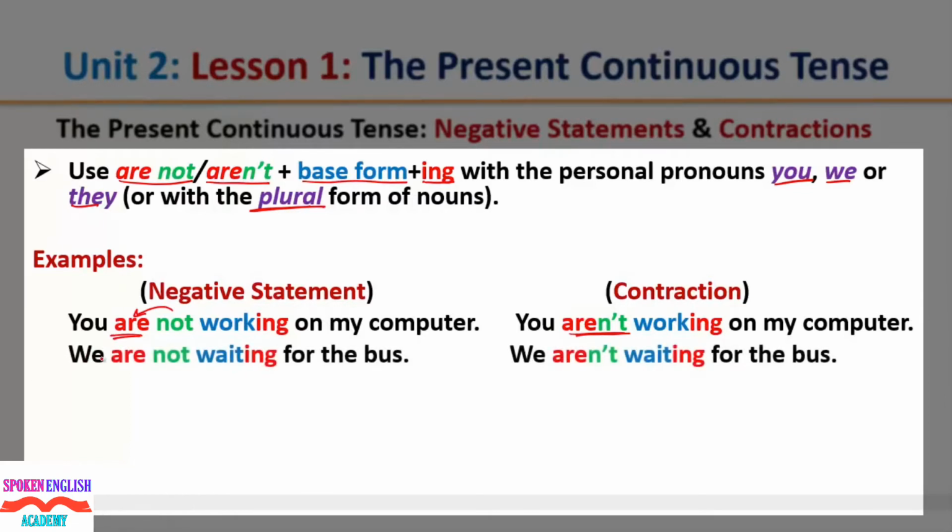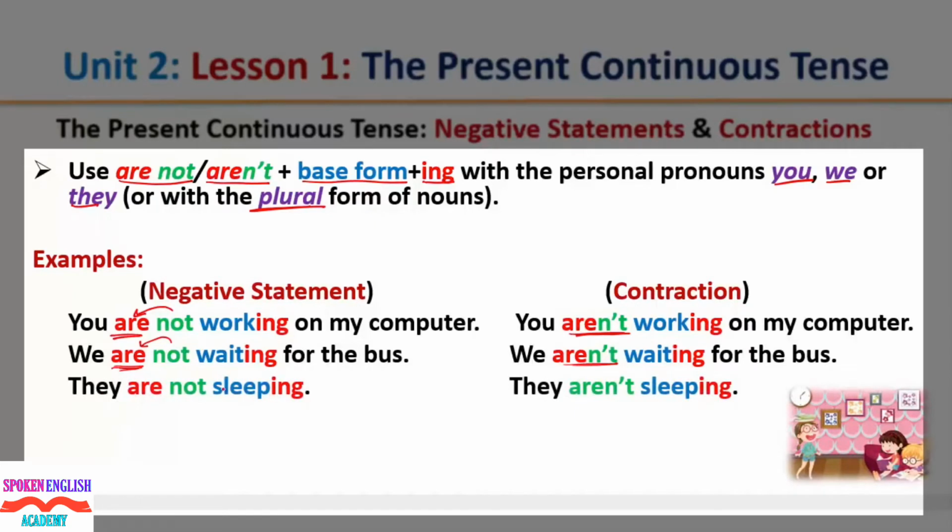Another example, we are not waiting for the bus. Again, the word not is used after the verb are. We are not waiting for the bus. The contracted form, we aren't waiting for the bus. Another example, they are not sleeping. Again, the word not is used after the verb. They are not sleeping. The contracted form, they aren't sleeping.